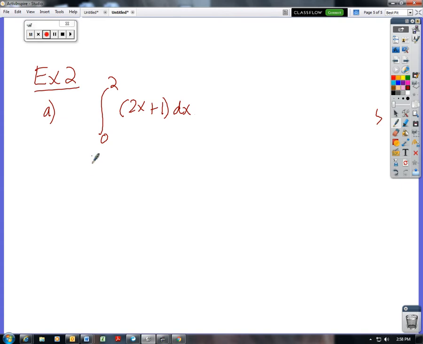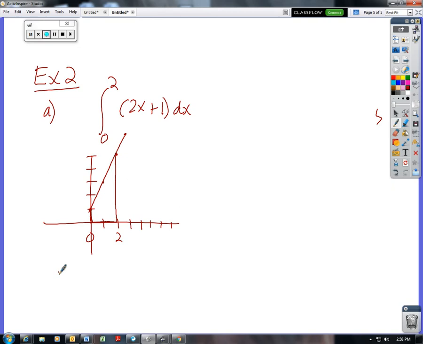Well, let's graph it. It's a line, y-intercept at 1, slope of 2. Over 1, so it's going to go up there, and over another one up here. And I'm going from 0 to 2. So we're finding the area of that trapezoid. You have at least 2 choices. There's probably an infinite number of ways you could do this. But you could find the area of the trapezoid.